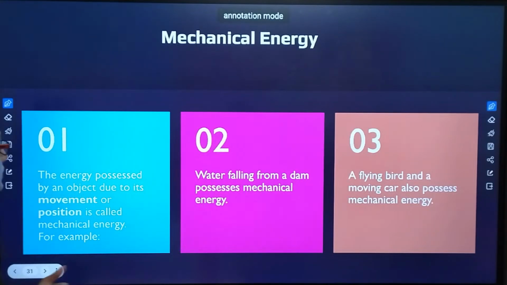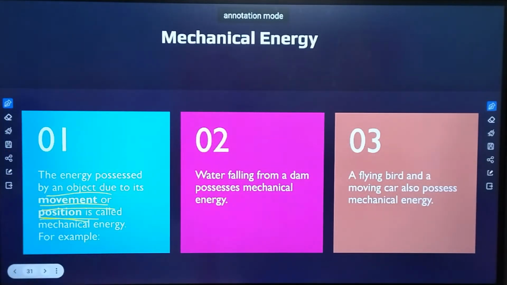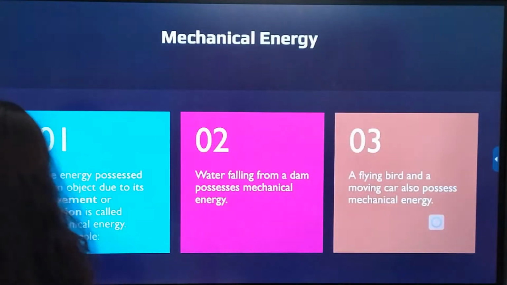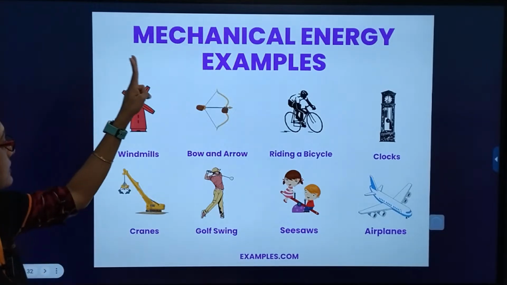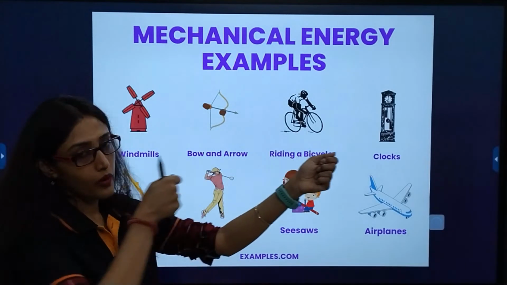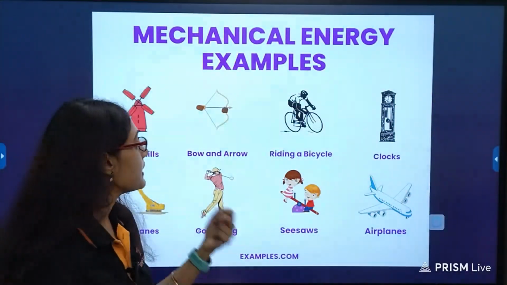The energy produced by an object due to its movement or position is known as mechanical energy. Okay, it will be better if I show you a picture. See, the windmill is working. Okay, when you are taking a bow and arrow and throwing it, that is mechanical energy.